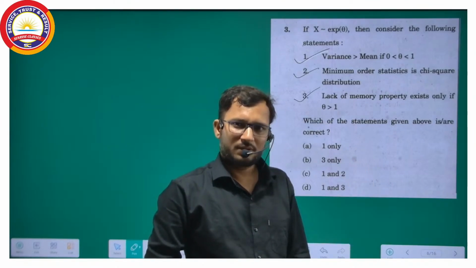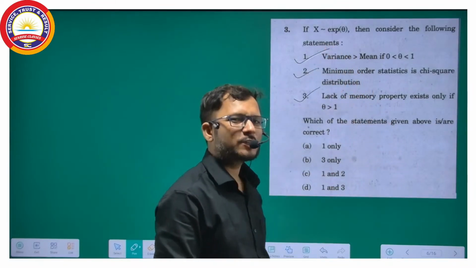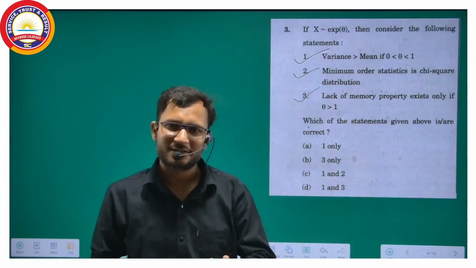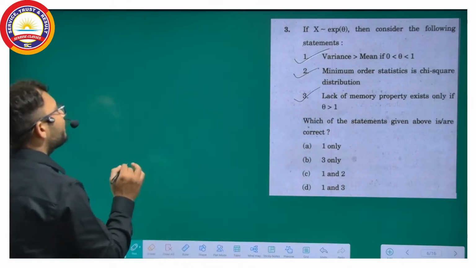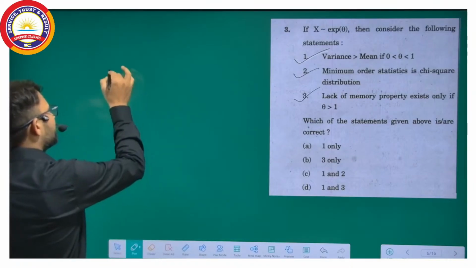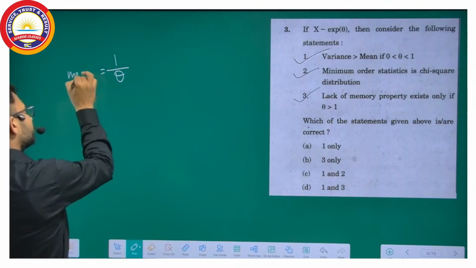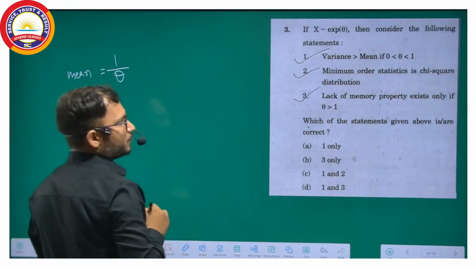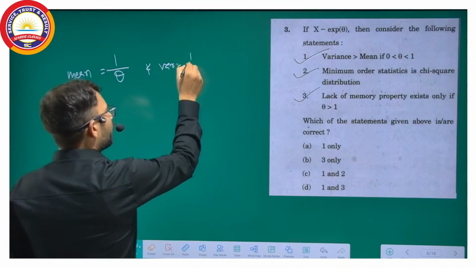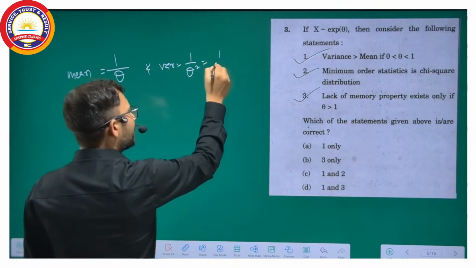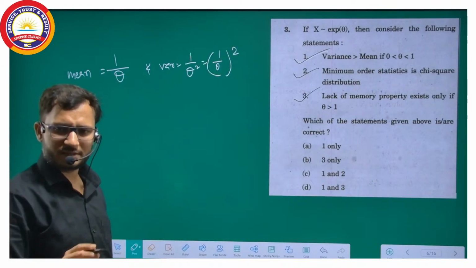Now this is not to do actually. If you say X follows exponential theta, then theta should be greater than 0, that you already know. But if I say what will be the expectation, that means mean, then you say, sir, expectation or mean will be 1 by theta, because it's exponential theta, and variance will be 1 by theta square. Getting my point, isn't it?